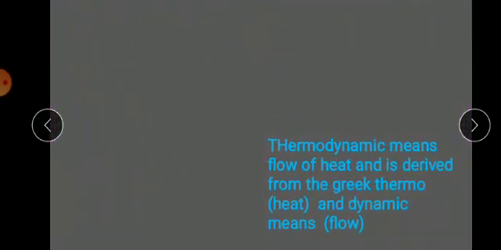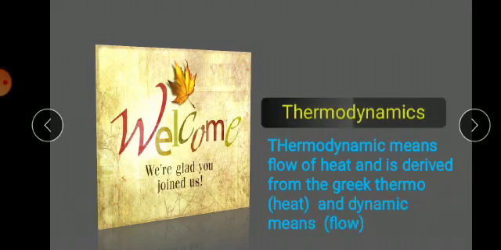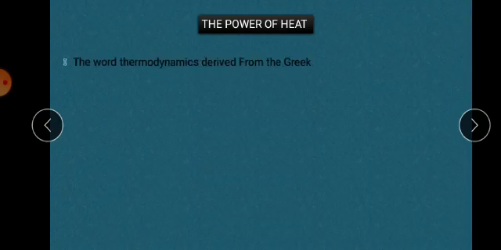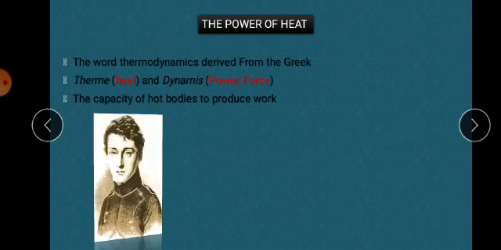In this lesson, we are going to see thermodynamics. It means flow of heat, and it is derived from the Greek word thermo. Thermo means what? Heat, and dynamic means flow. It means heat flow. So, in the thermodynamics lesson, we are going to see the heat flow. It means the power of heat and force, the capacity of hot bodies to produce work.